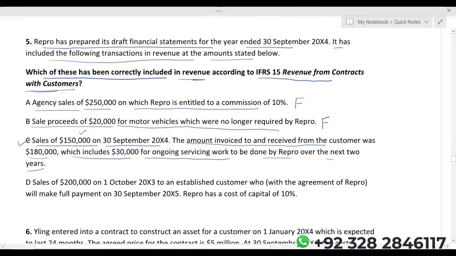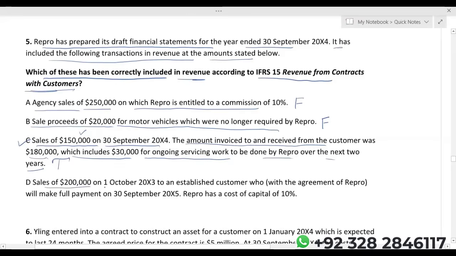Try to understand. The amount invoiced to and received from the customer is 180. But how much revenue have you recognized? 150 immediately. The remaining $30,000 actually belongs to the ongoing service work to be done by Repro over the next 2 years. So logically, the remaining 30,000 should be recognized as revenue, but over the next 2 years, not right now. C is logical, true, but let's see the last one as well.